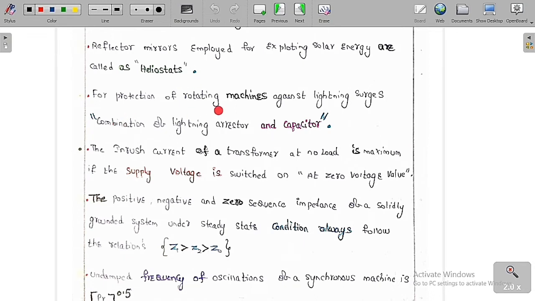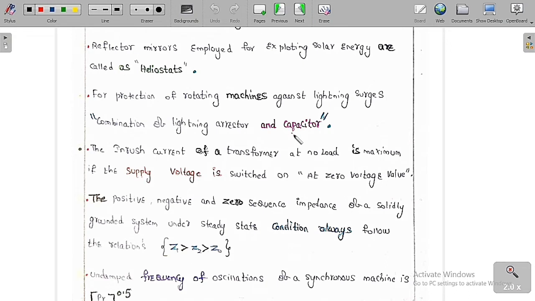For protection of rotating machines against lightning surges, a combination of lightning arrestor and a capacitor is used. If you want to protect the rotating machines, we have to use the combination of the lightning arrestor and capacitor. But if you want to protect the transmission line, then we have to use only the lightning arrestor.